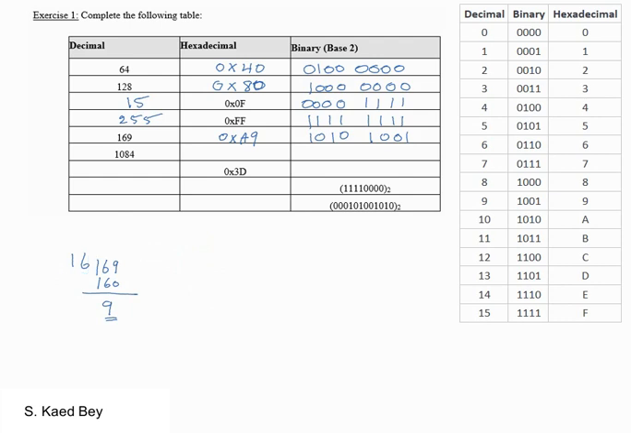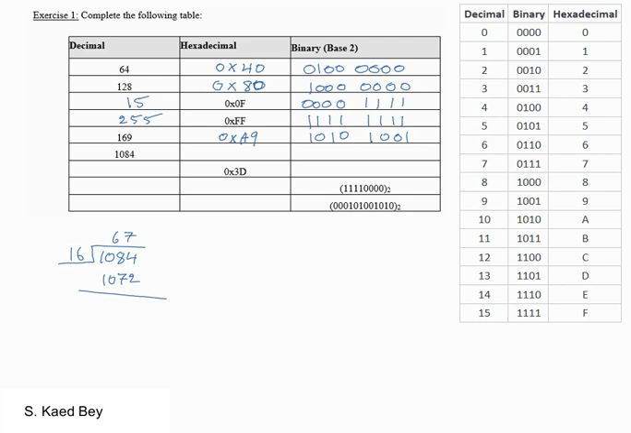Let's do the 1084. 1084 in decimal. In order to convert it to hexadecimal, we'll divide it by 16. Again, we treat the division as an integer division. We repeat the process until the result is 0. This is around 67, and that will give us 1072.